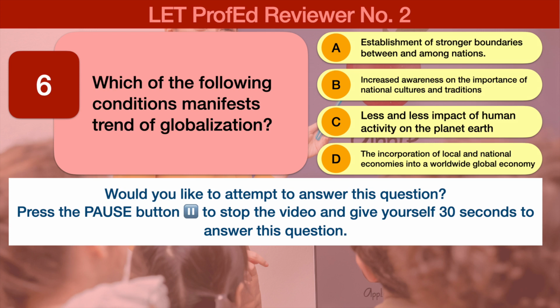Question number 6. Which of the following conditions manifests trend of globalization? A. Establishment of stronger boundaries between and among nations. B. Increased awareness on the importance of national cultures and traditions. C. Less and less impact of human activity on the planet Earth. D. The incorporation of local and national economies into a worldwide global economy.